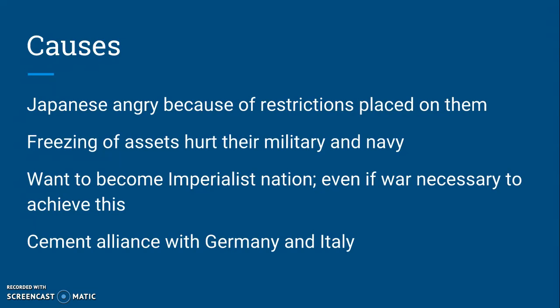Then, to kind of put the cherry on top, the Japanese cemented their alliance with Germany and Italy, which irritated the U.S. despite their neutrality, because if they had to pick, they would have sided with the British and the French.